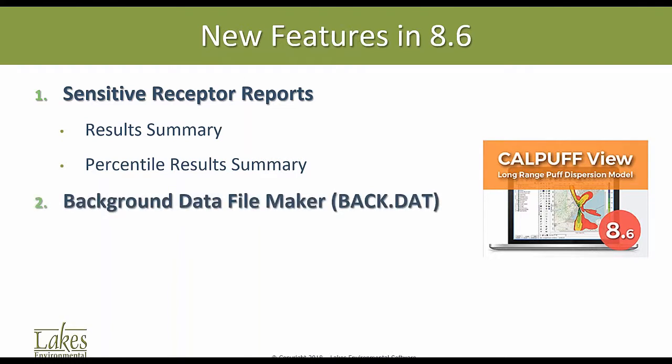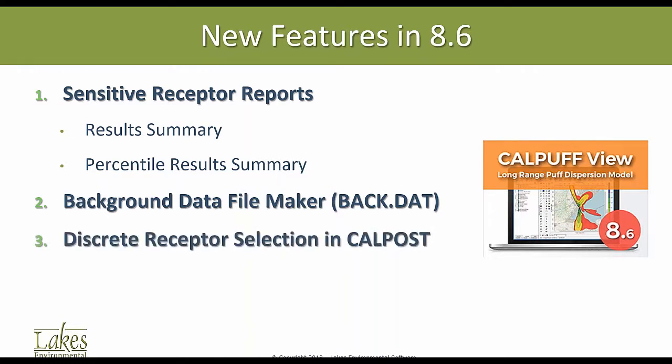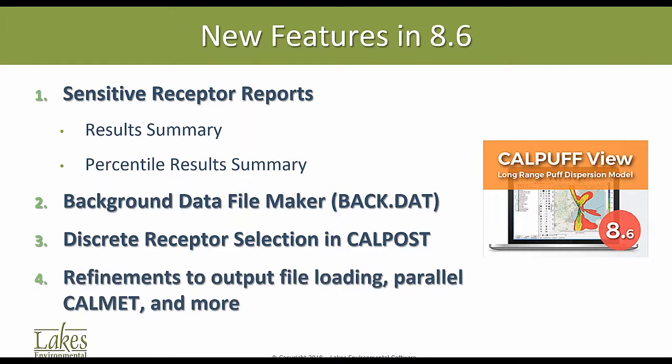Another feature is the background data file maker, or back.dat file, that goes into CalPost, which allows you to include hourly varying background concentrations for all of the species in your model run. We've made some improvements to the CalPost options within CALPUFF View, including the discrete receptor selection, to make it a little more intuitive, easier to use, so that you understand exactly what it is you're telling the model to produce. And then a number of refinements throughout the application, including automated file loading of some output files, some refinements to the parallel CalMet, and more.